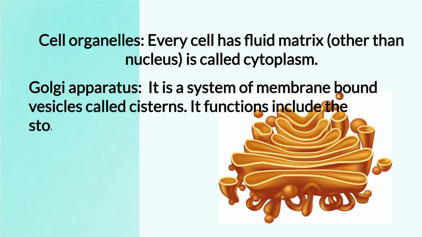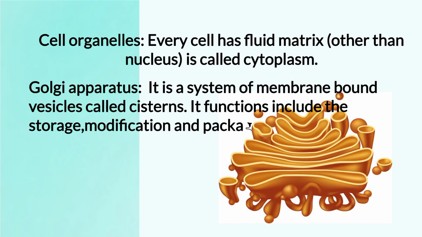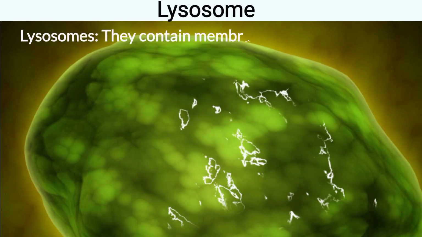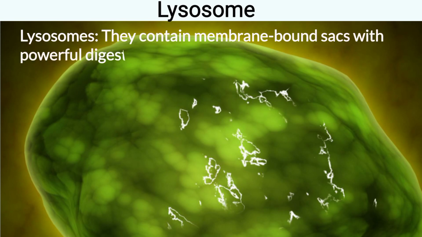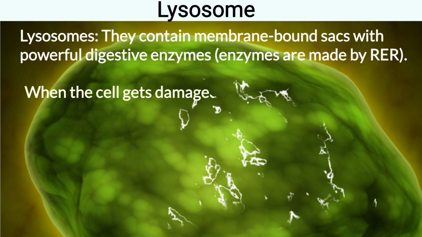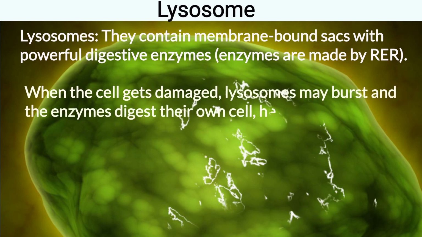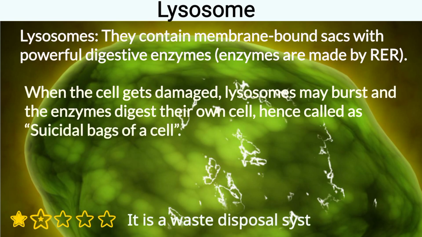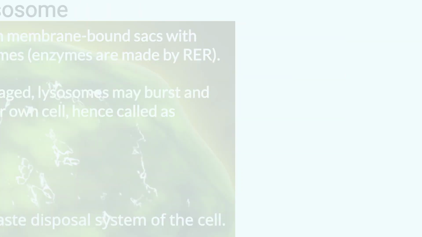Its functions include the storage, modification and packaging of cell products. Lysosomes. They contain membrane-bound sacs with powerful digestive enzymes. Enzymes are made by RER. When the cell gets damaged, lysosomes may burst and the enzymes digest their own cell, hence they are called suicidal bags of a cell. It is a waste disposal system of the cell.